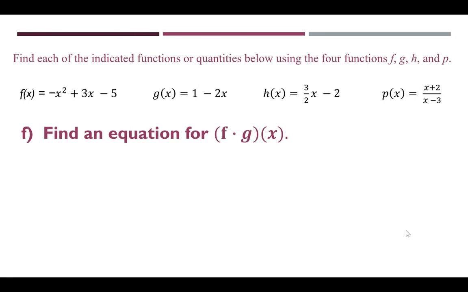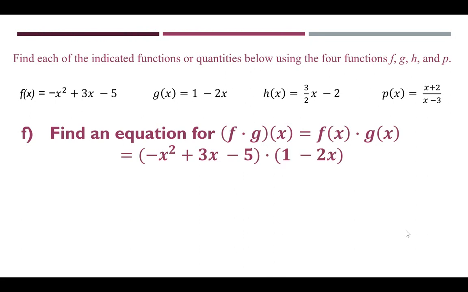This time, we're going to find f times g of x. Remember, that just means that we're going to find f of x and g of x and multiply them together. But f of x is negative x squared plus 3x minus 5, and g of x is 1 minus 2x. So I have a trinomial times a binomial. This can be very tricky.